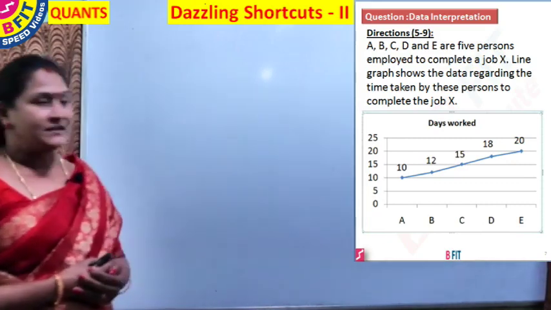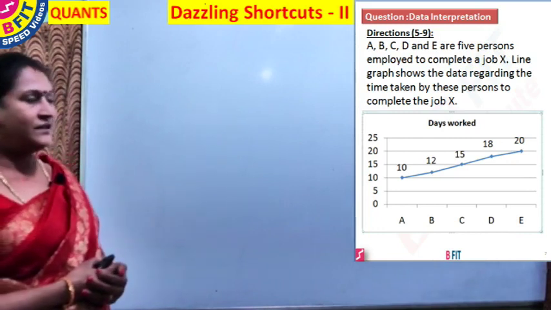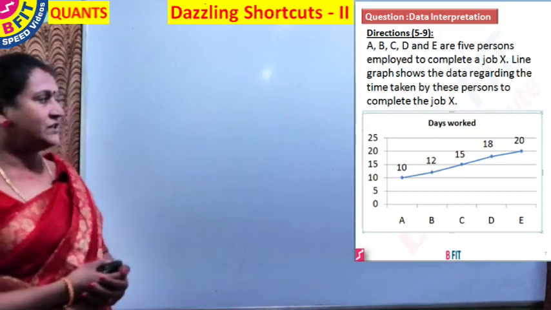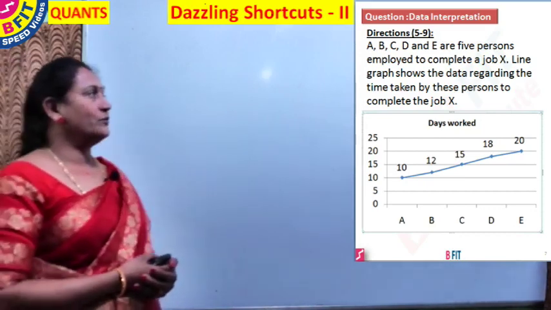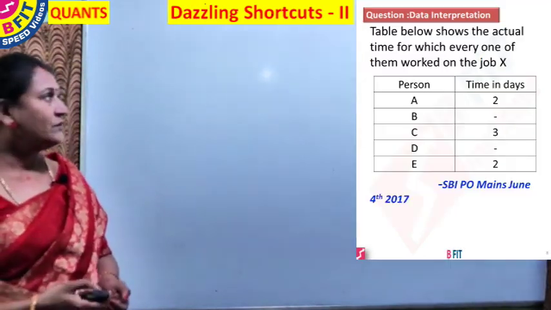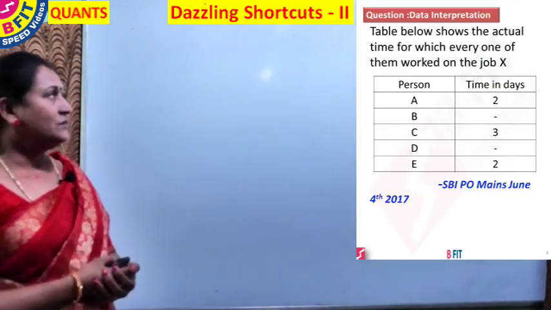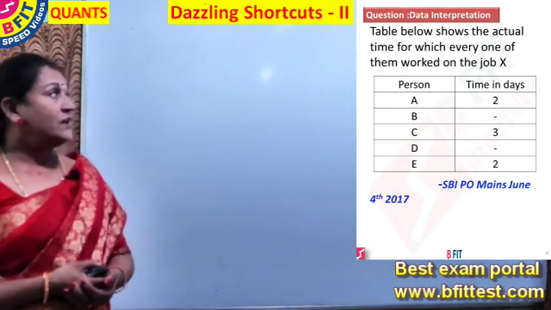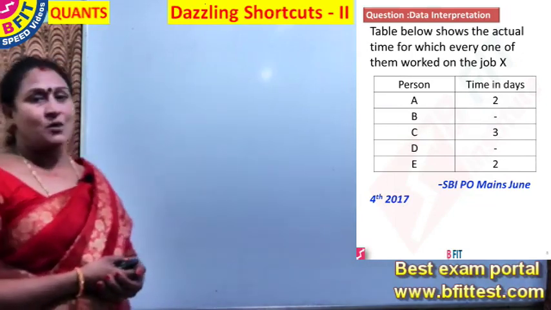So we have in the x-axis 5 persons A, B, C, D, E, and the y-axis number of days, which each person took to do this job X when they worked alone. So with this we have a table. This table below shows the actual time for which every one of them worked on the job X.